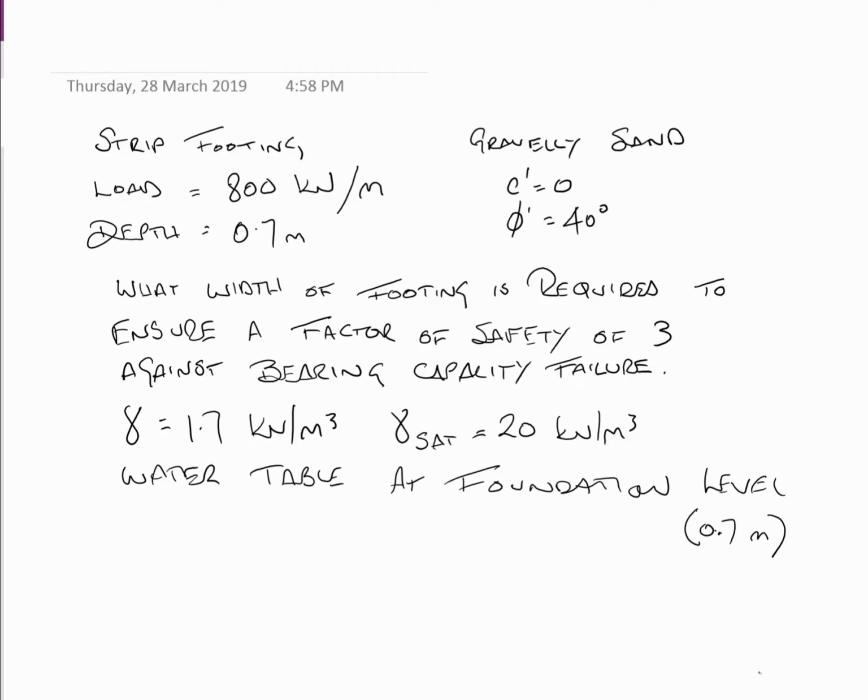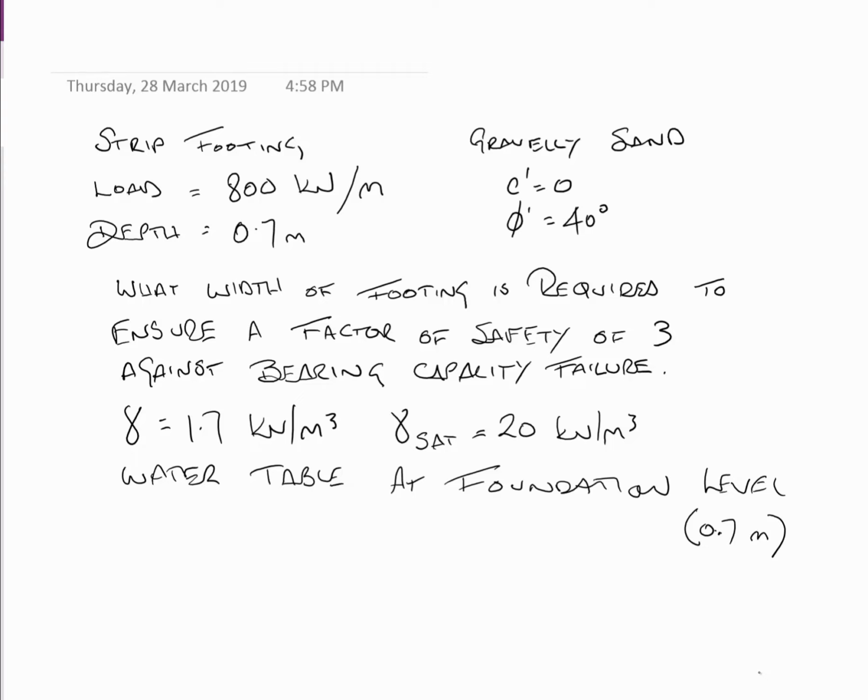So what we've got to do is work out the width of the footing to give us a factor of safety of 3 against a bearing capacity failure. Don't get too worried about the load being 800 kilonewtons per metre. We'll just work in 1 metre strips of the footing. So it's really just 800 kilonewtons we're going to calculate with.